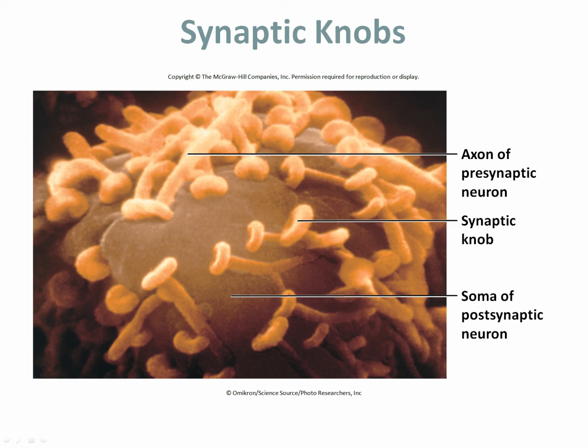Here's a micrograph of multiple synaptic knobs, all synapsing on the soma of a postsynaptic neuron. This demonstrates how many synaptic knobs actually synapse on that postsynaptic cell.